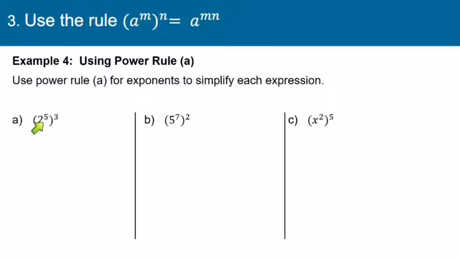So here we have 2 to the 5th raised to the 3rd power. So remember, when we have a power raised to another power, we keep the base the same and we multiply the inside exponent times the outside exponent. So 5 times 3 is 15. So 2 to the 5th raised to the 3rd is 2 to the 15th. Similarly here, we have 5 to the 7th raised to the 2nd power. So the base stays the same, and we multiply the exponents. So this would be 5 to the 14th power. And then here we have x to the 2nd raised to the 5th power. So the base will stay x, and the new exponent will be 2 times 5, which is 10.